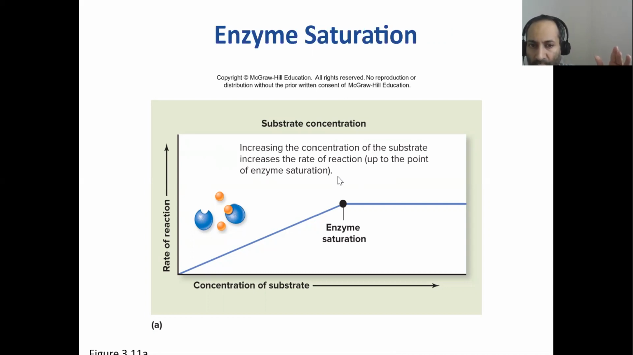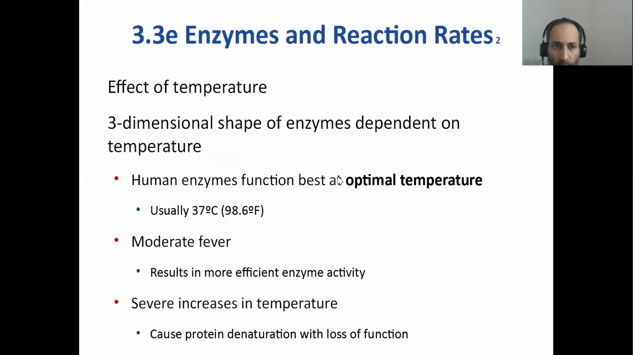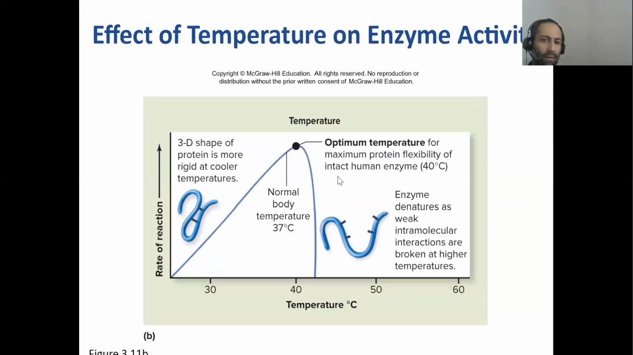You have reached the plateau here. So it has plateaued at this level. This is the maximum point at which all enzymes are saturated. So you can only increase the concentration of substrate up to a certain point. Same with your temperature. Let's take a look.